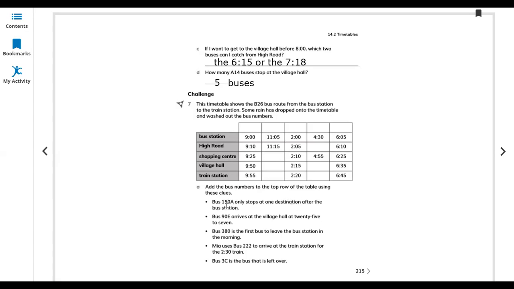Bus 150 only stops at one destination after the bus station. After the bus station, there is only one stop, the side. So this is bus 150. No need to write bus, just write the number. It's enough. You write 150.